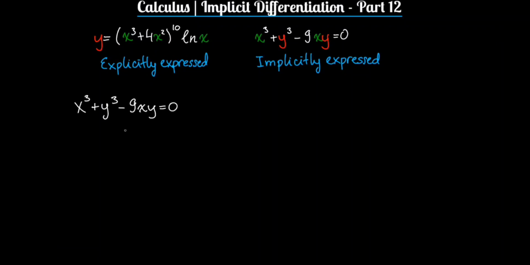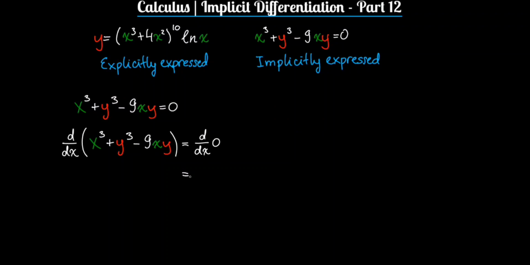First, however, we have an equation here, meaning we have to take the derivative of both sides. Firstly, on the right-hand side, the derivative of 0 will remain 0. On the left-hand side, however, we basically have 3 terms added and subtracted, and this means we can just do the derivative of each term separately. So first, the derivative of x cubed is going to be 3x squared, and we get this using the basic power rule.